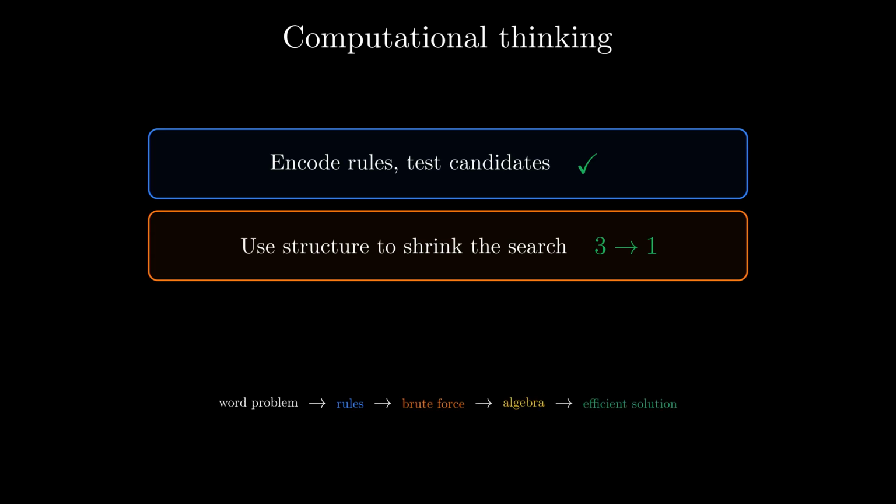That blend described the problem as rules the machine can check, then reasoned about the structure to make the search cheap. It's the heart of computational thinking. It's the mindset worth carrying out of this course and into every problem you meet.